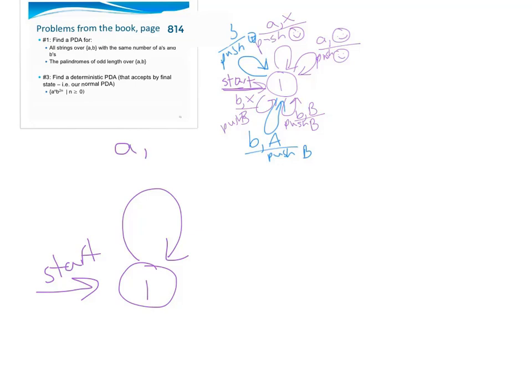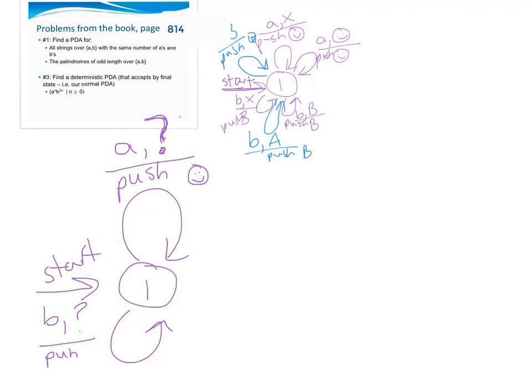If I see an A, no matter what's on the stack, and that's supposed to look like a question mark, I am going to push that smiley face. And if I see a B, no matter what's on the stack, I'm going to push the letter B.